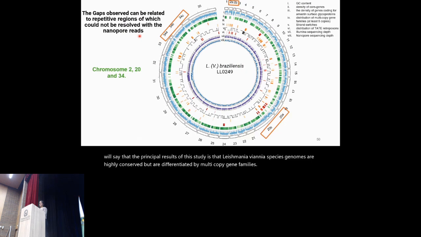The gaps observed can be related. So we can see here gaps in chromosome 2, chromosome 20, and chromosome 34. And the gaps observed can be related to the repetitive regions, which could not be resolved with the nanopore reads.